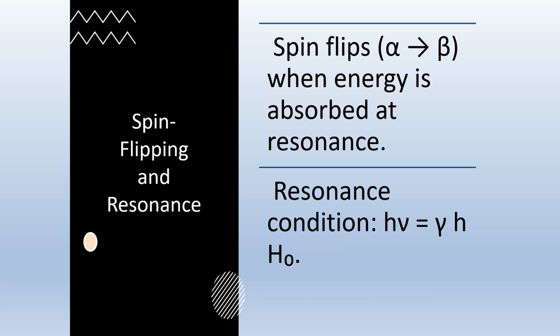Spin flipping is achieved through resonance, where the energy of electromagnetic radiation matches the exact energy difference between the aligned and anti-aligned spin states of a nucleus. This phenomenon allows energy absorption and the subsequent transition between spin states. Resonance is a cornerstone in technologies like NMR, enabling precise analysis of molecular structures.